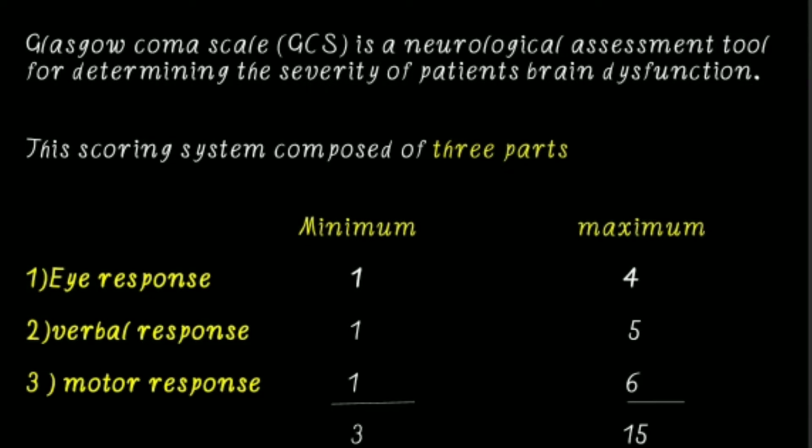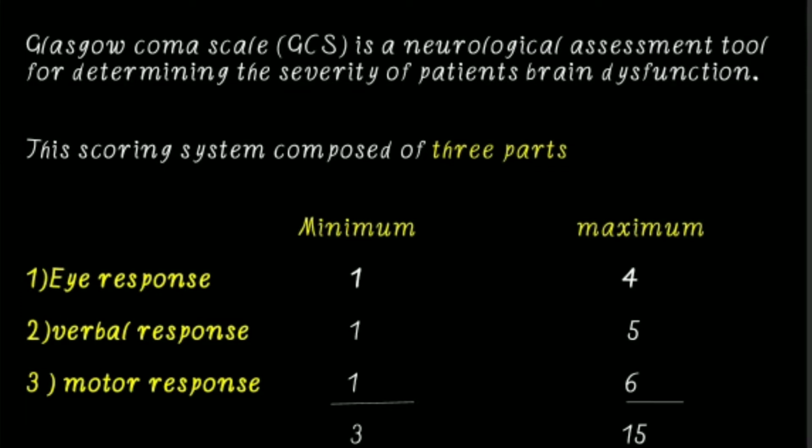Previously, it was used only for assessing the level of consciousness, but in modern times, it is being used for critical and trauma patients for assessing the neurological functions along with the level of consciousness. This scoring system is composed of three parts. What are the three parts? These are eye response, verbal response, and motor response.